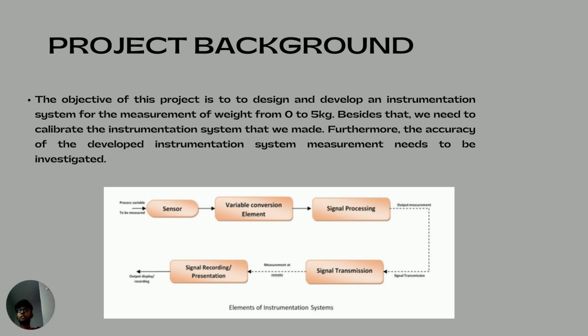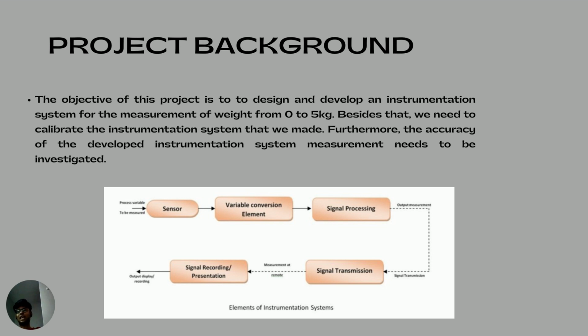Whenever a main transducer's output must be transformed from one form to another, variable conversion elements are more convenient to be used. The transducer is a combination of the main sensor and the variable conversion element. Now let's go to signal processing.